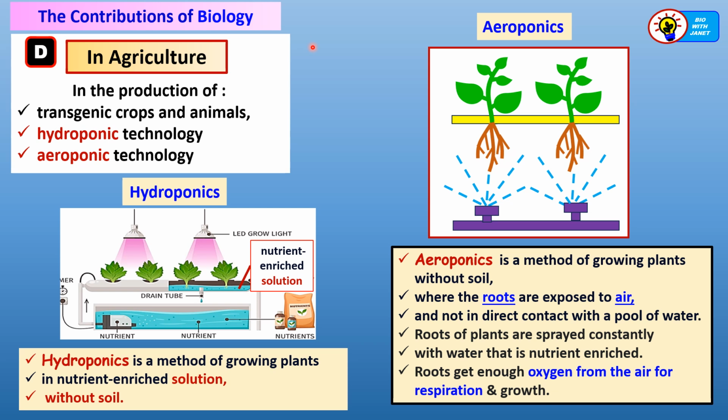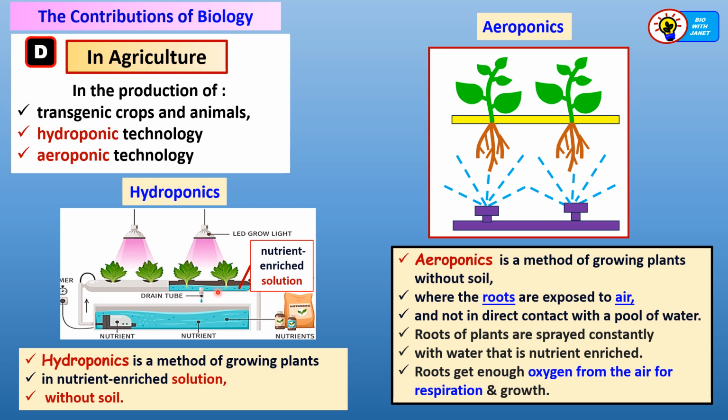Next, for the contributions of biology in agriculture, these are the examples. In the production of transgenic crops and animals, hydroponic technology and aeroponic technology. Let's discuss these two first, hydroponics and aeroponics. So hydroponic technology or hydroponics is a method of growing plants in nutrient-enriched solution, as seen here, without soil.